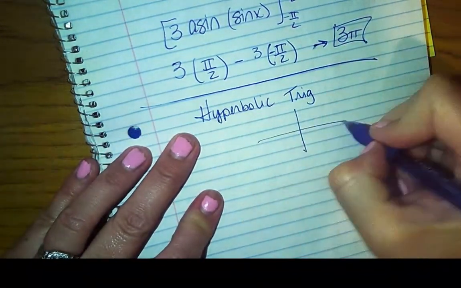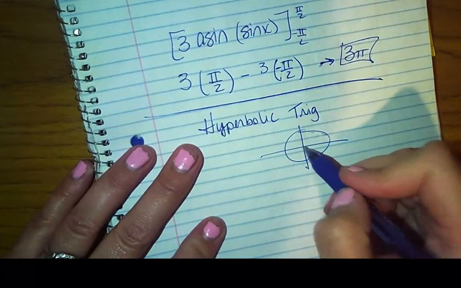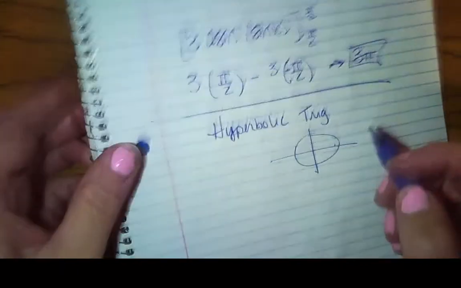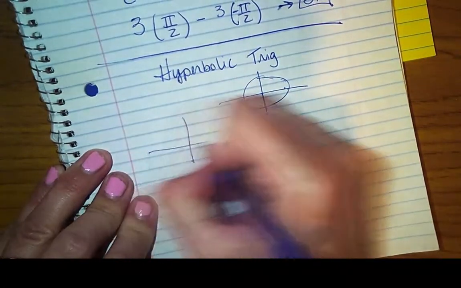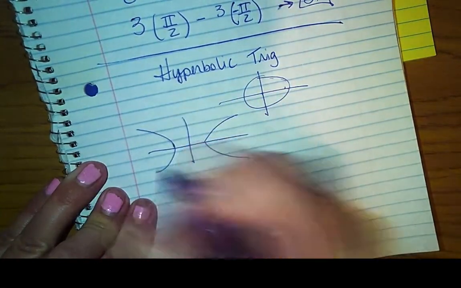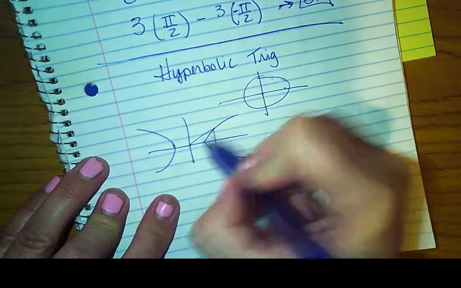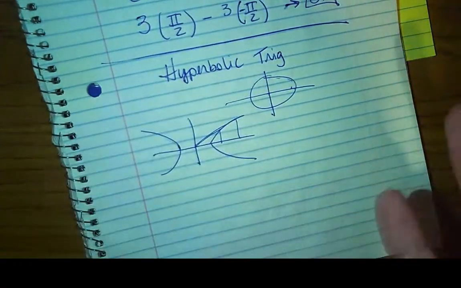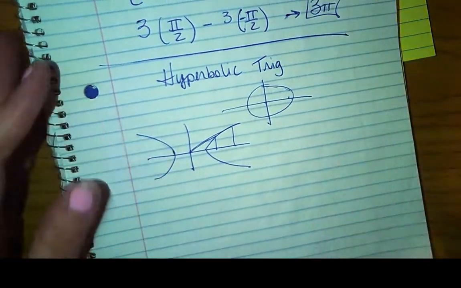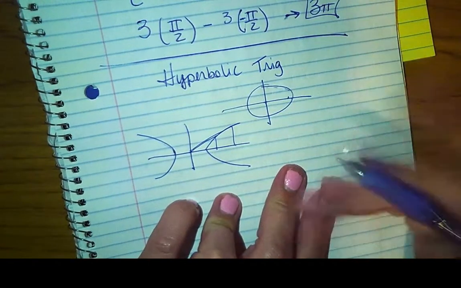If you'll remember, unit circle trig is you have a circle that has 1 unit length for a radius. Hyperbolic trig is based on the fact that you have hyperbolas instead. So you end up making triangles this way that go out. You can look up what hyperbolic trig is. And the way we note it is we put H's on the end of everything.